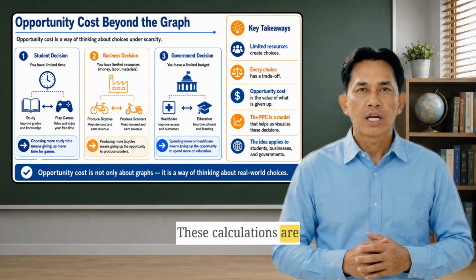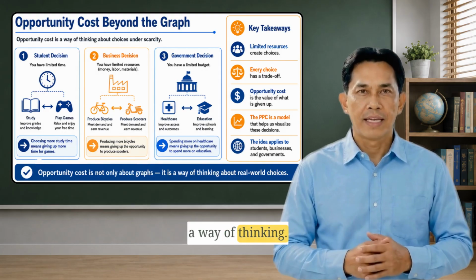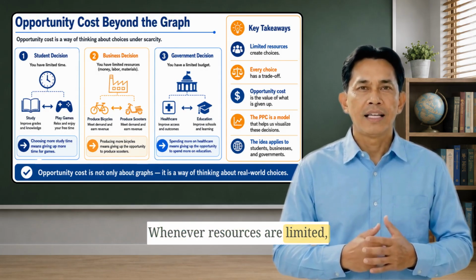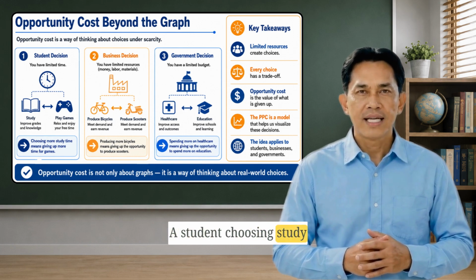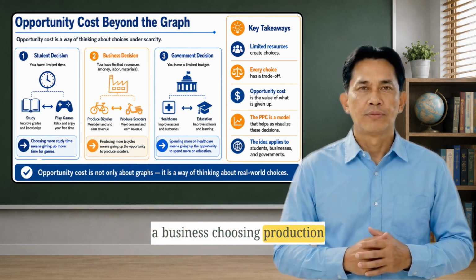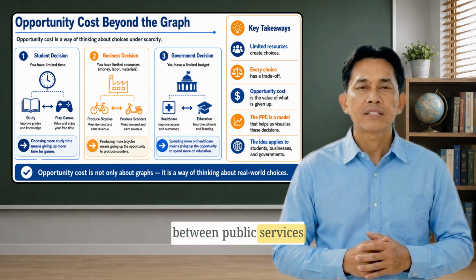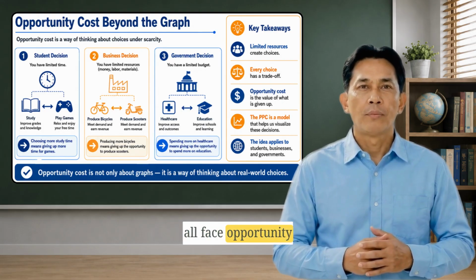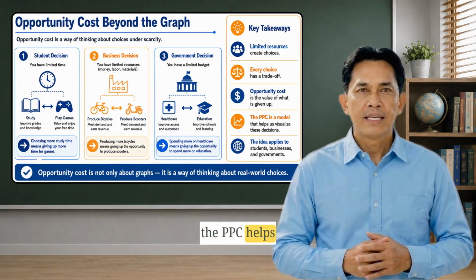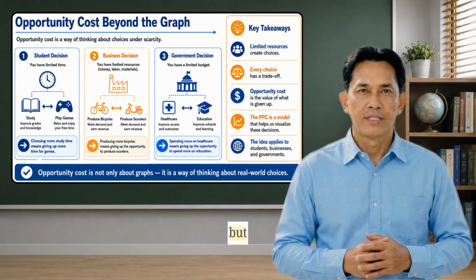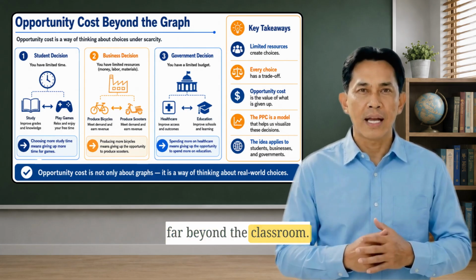These calculations are not only about graphs. They teach us a way of thinking. Whenever resources are limited, choices involve trade-offs. A student choosing study time, a business choosing production plans, or a government choosing between public services all face opportunity costs. Remember, the PPC helps us visualize these choices, but the real idea applies far beyond the classroom.